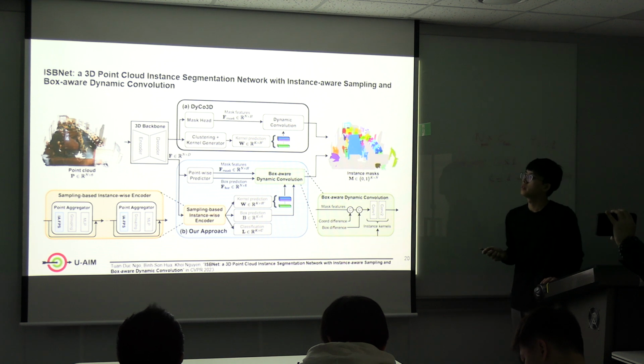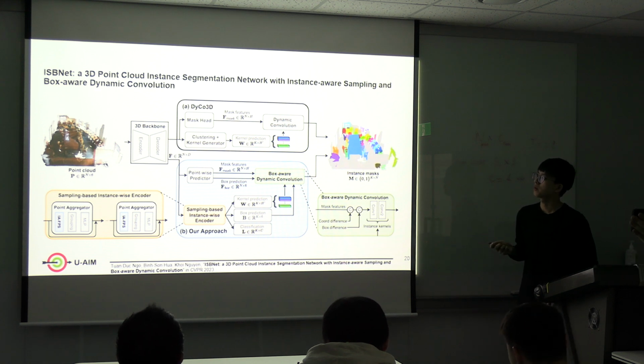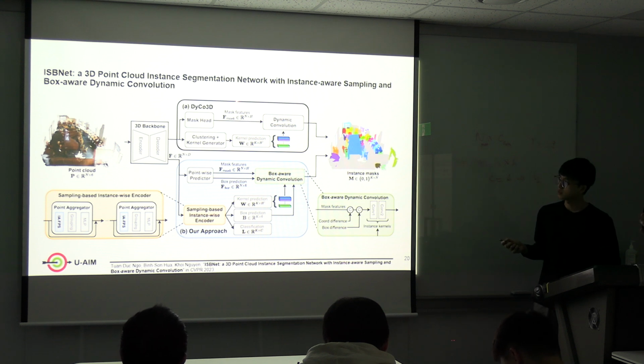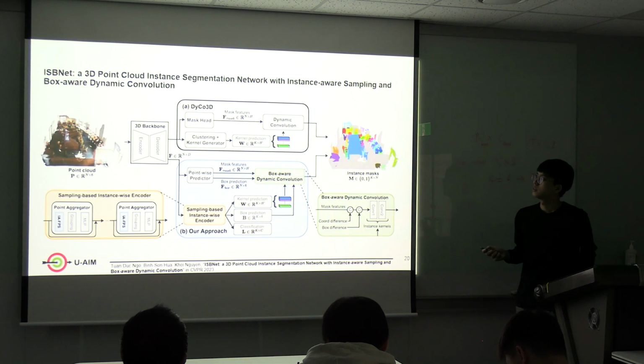The last one will be the 3D point cloud instance segmentation network with instance-aware sampling and box-aware dynamic convolution. I think this diagram is clearer than this one. Like I told you before, DKNet 3D has just two main parts. The first one is dynamic convolution, and the second one is the kernel generation.